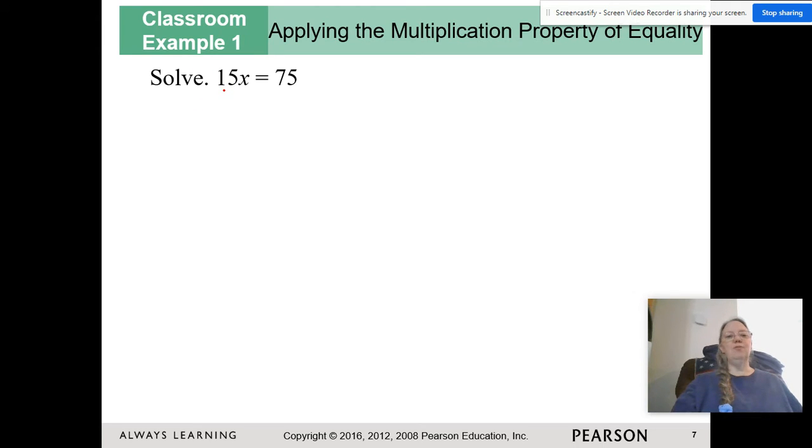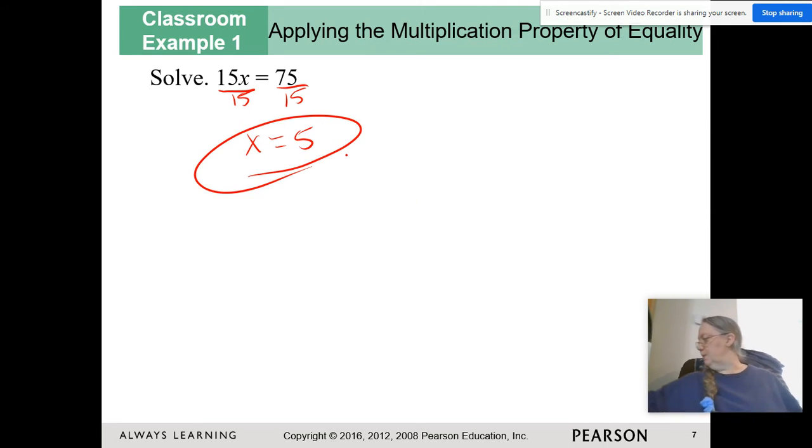Let's suppose we have 15 times x is equal to 75. Notice we have this number here, which we need to get rid of. So the opposite of multiply is divide. And remember, whenever you solve, you always do the opposite. Whatever this is doing, you do the opposite of it. And 15 goes into 75 probably 5 times. Let me double check. 25, yes, 5 times.